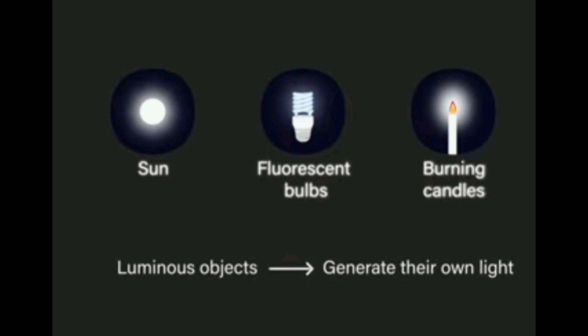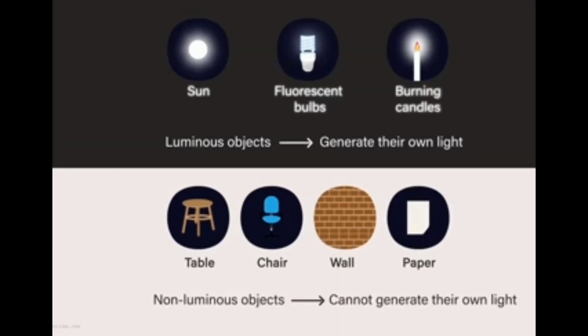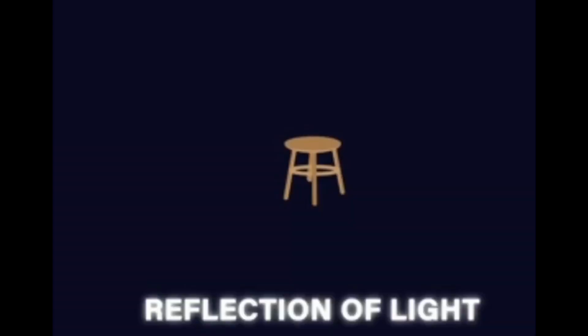Most of the objects that we come across cannot generate their own light. Table, chair, wall, paper are non-luminous objects which cannot generate their own light. As I told you, we see objects around us by light. But how can these non-luminous objects be visible? We are able to see them by reflection of light.